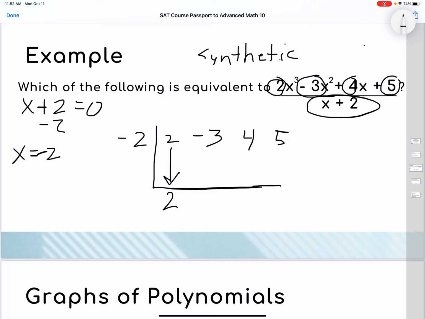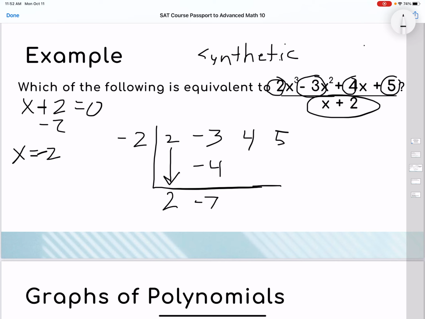Now, this number will then be multiplied by that number being divided, so the negative 2. So negative 2 and that 2 down there will multiply into negative 4, and that will be placed under the next coefficient. Those two coefficients will then be combined via addition, so negative 3 added to a negative 4 would be negative 7, so those are combined.